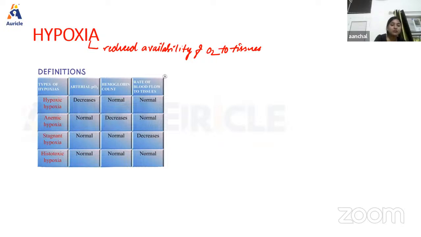Anoxia means, A means absent, so anoxia refers to the absence of oxygen. In older days the term anoxia was in use, but since there is no possibility of total absence of oxygen in living conditions, this term is not being used right now. So what are the causes of hypoxia that we're going to discuss?